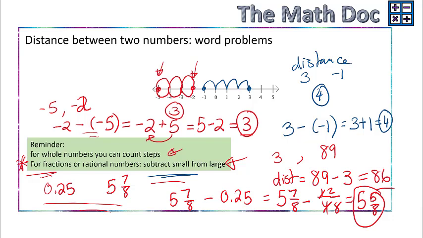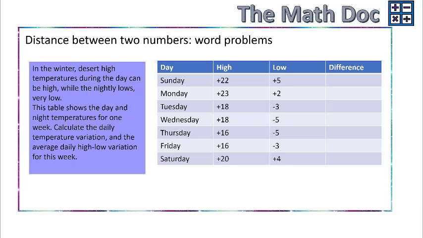So now that we've done that, let's go ahead and look at one of our first word problems. This problem looks at the distance between numbers which happen to be temperatures. What we're shown here on the right is a table of the high temperatures and the low temperatures in a desert, where the variation can be quite large.